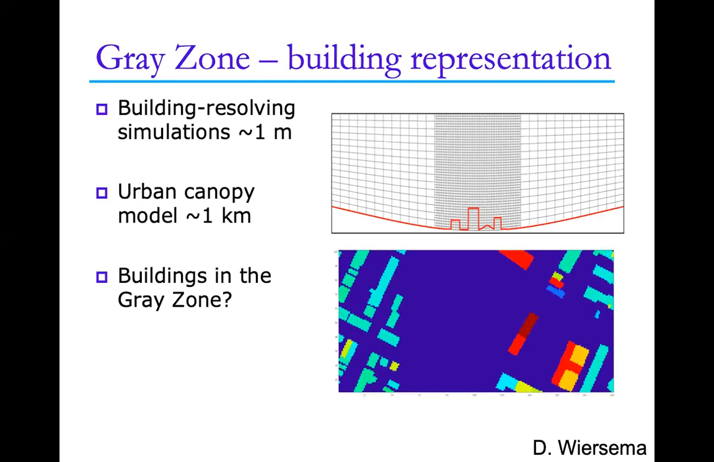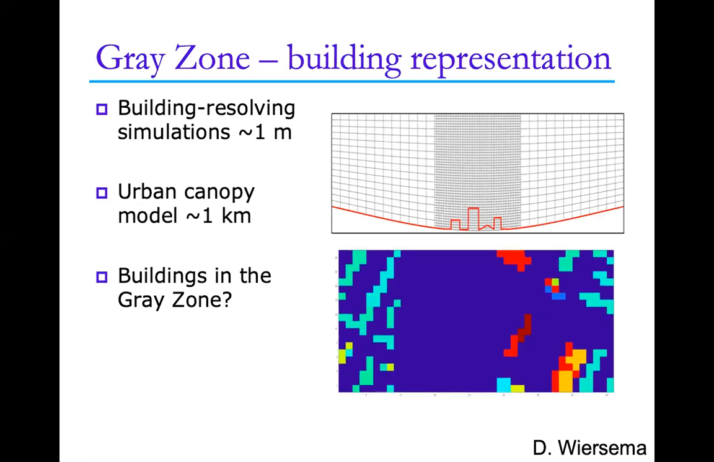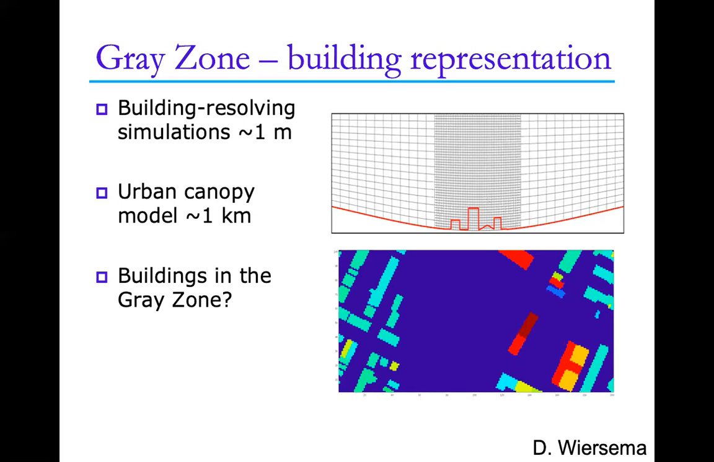So that's an open question about how do we transition from a terrain following system or a canopy, urban canopy representation to something where you're explicitly resolving the topography and the buildings if needed.